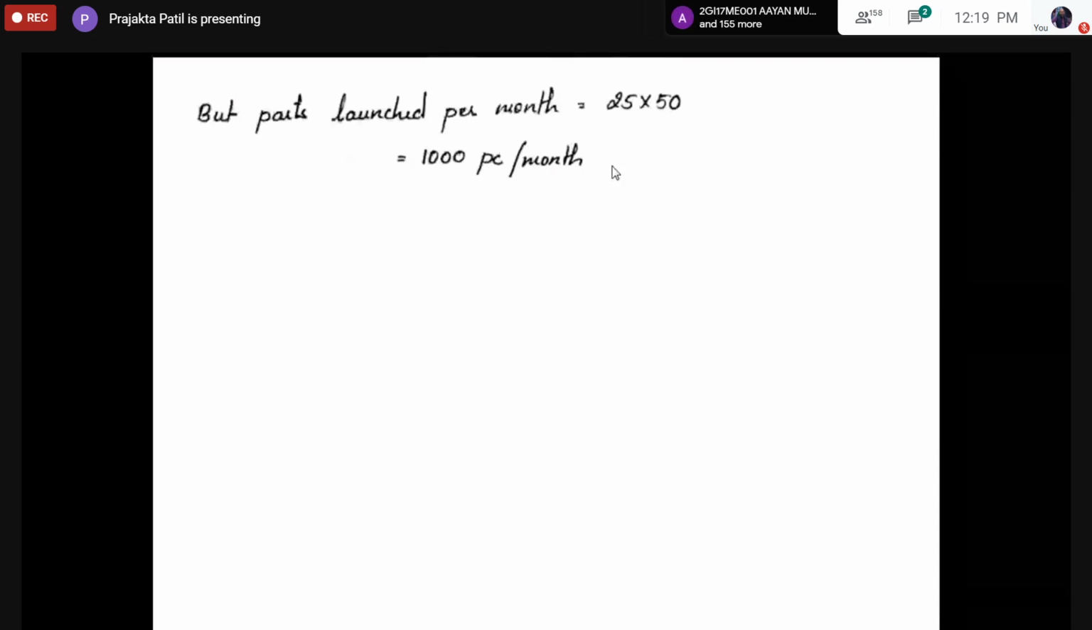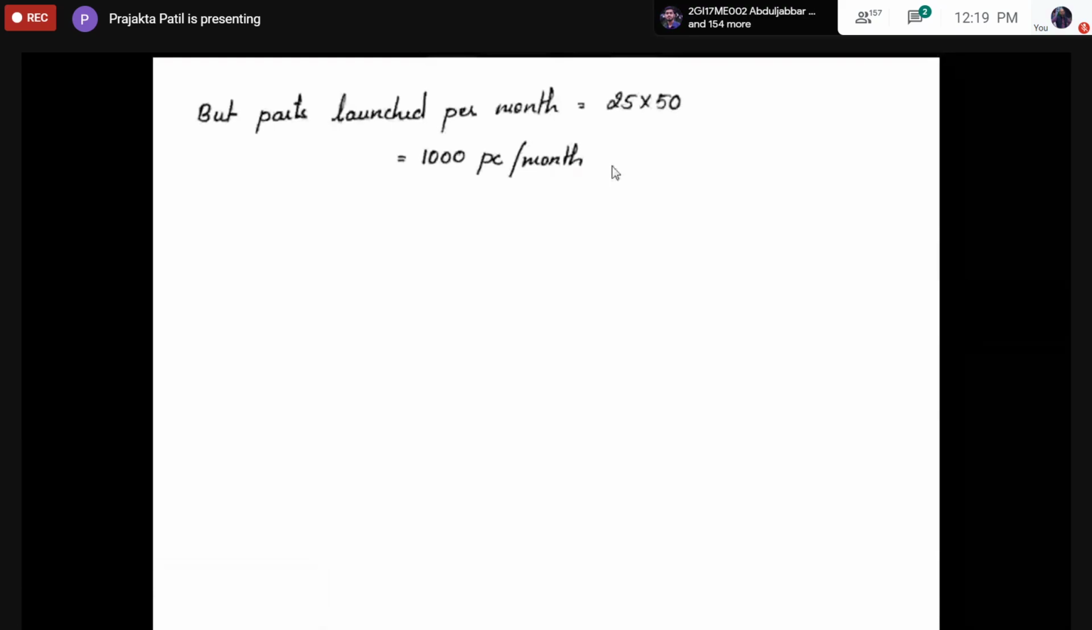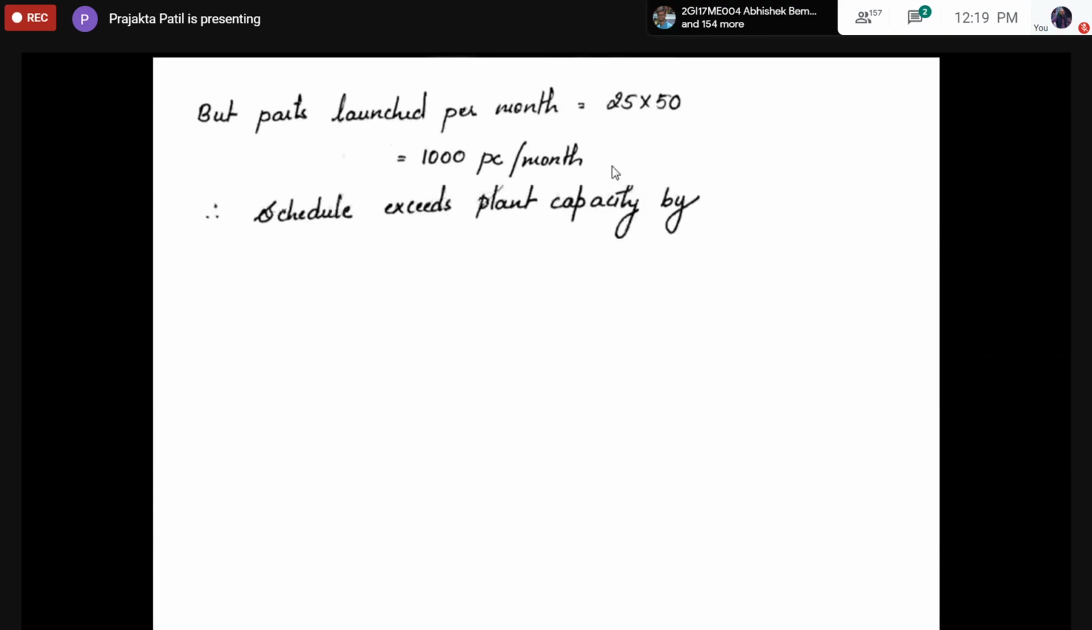Whereas our plant capacity is how much? 969.7 pieces per month. Right. Therefore, the schedule will exceed the plant capacity by how much? 30.3. Yes, 30.3 pieces per month. The unit will be pieces per month.